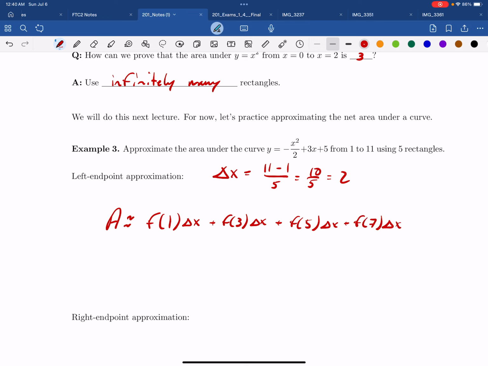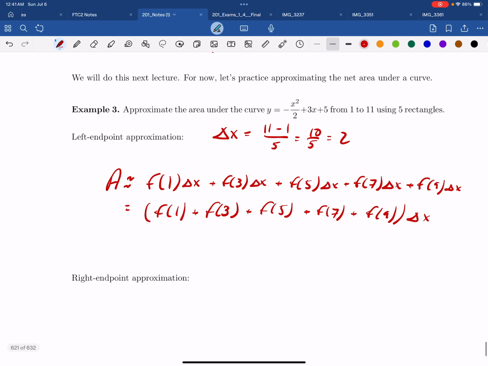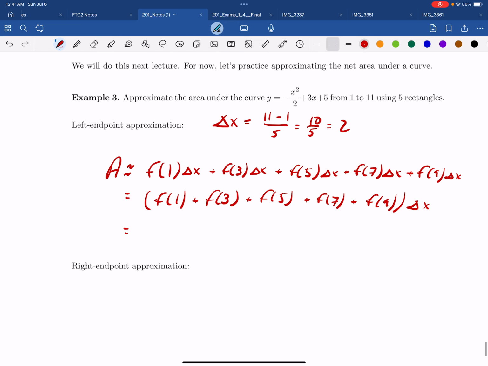etc., right? Because we're just adding up rectangle areas, right? But I guess we really could have just done it this way, right? f of 1 plus f of 3 plus f of 5 plus f of 7 plus f of 9, all times delta x, right? So let's do that. And again, I am not going to simplify this because this is kind of gross, right?